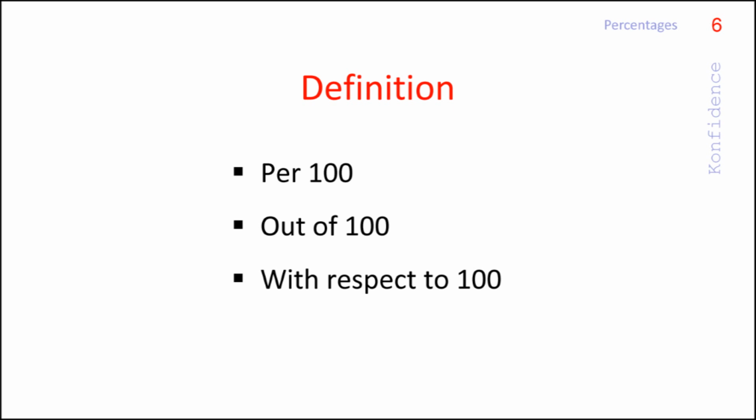Percentages means per hundred or out of 100. It can be stated as something with respect to 100. The key point to understand here is that the reference point is 100, and for all percentage values, the reference point will be 100. That is a basic concept of percentages.